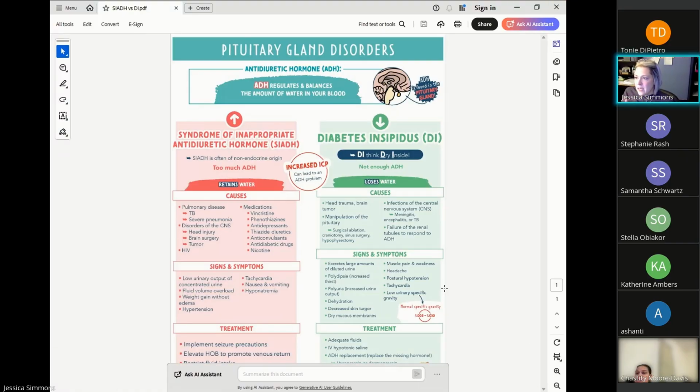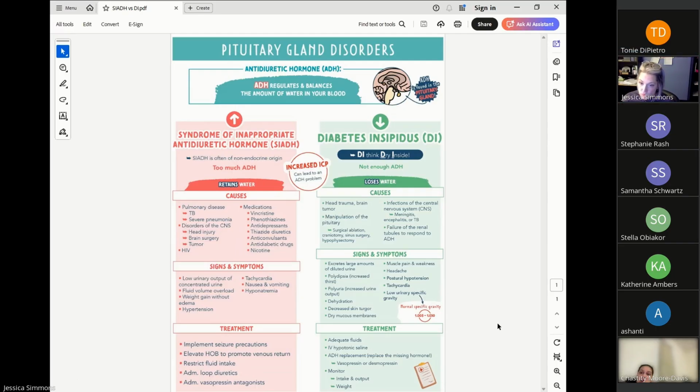So when you look at SIADH versus diabetes insipidus, it is literally the exact opposite. And we talked about diabetes insipidus. So if we have the opposite, you're going to have high urinary output. And is your urine going to be diluted or concentrated? Diluted. You're going to have an insane amount of urine output with diabetes insipidus. Like I said in lecture, 7 to 20 liters of fluid a day that you're putting out.